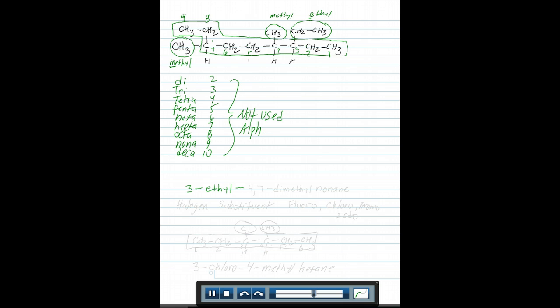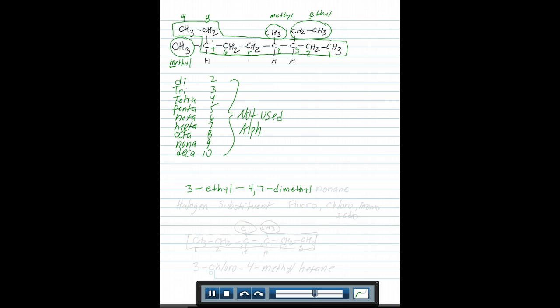Now you have the 2 methyl groups. Now notice one of the methyl groups is on carbon 4, the other methyl group is on carbon 7. So you have to tell the reader where both methyl groups are. So it's 4, 7 hyphen dimethyl. That's how you name it. Okay, so just to repeat it, you have a methyl on carbon 4 and a methyl on carbon 7. Since you have 2 of them, use the word di.